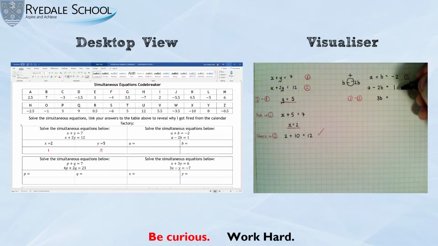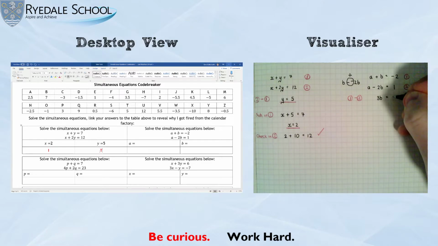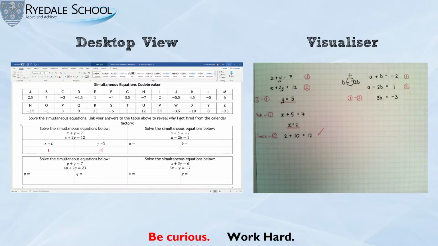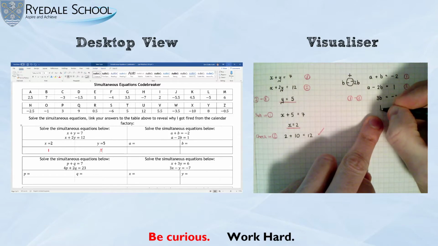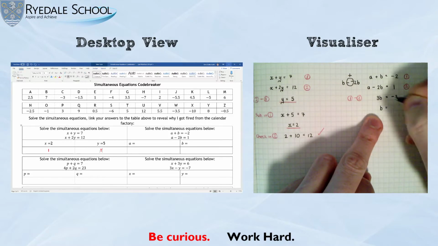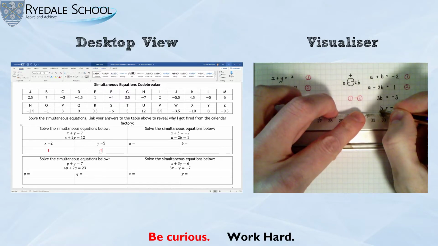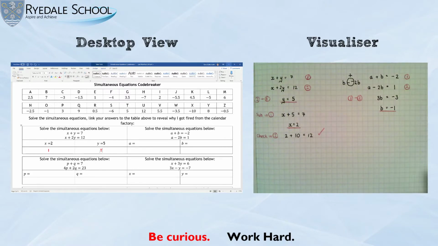The other side of the equation isn't too difficult when we subtract because we are just doing minus 2 take away another 1, and that is minus 3. So this time I've worked out that 3b is negative 3. So if I want what one of those b's is, I need to divide both sides by 3. So I've now got the solution that b is negative 1. Again, that's half my answer. So I'm going to underline it. There we go.